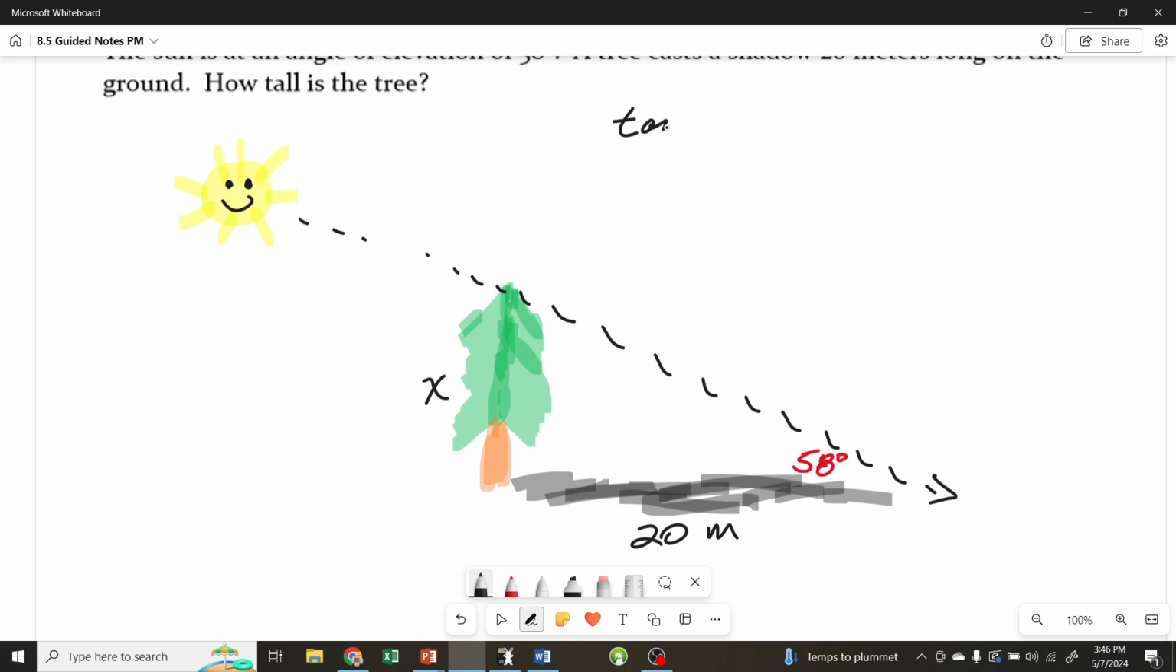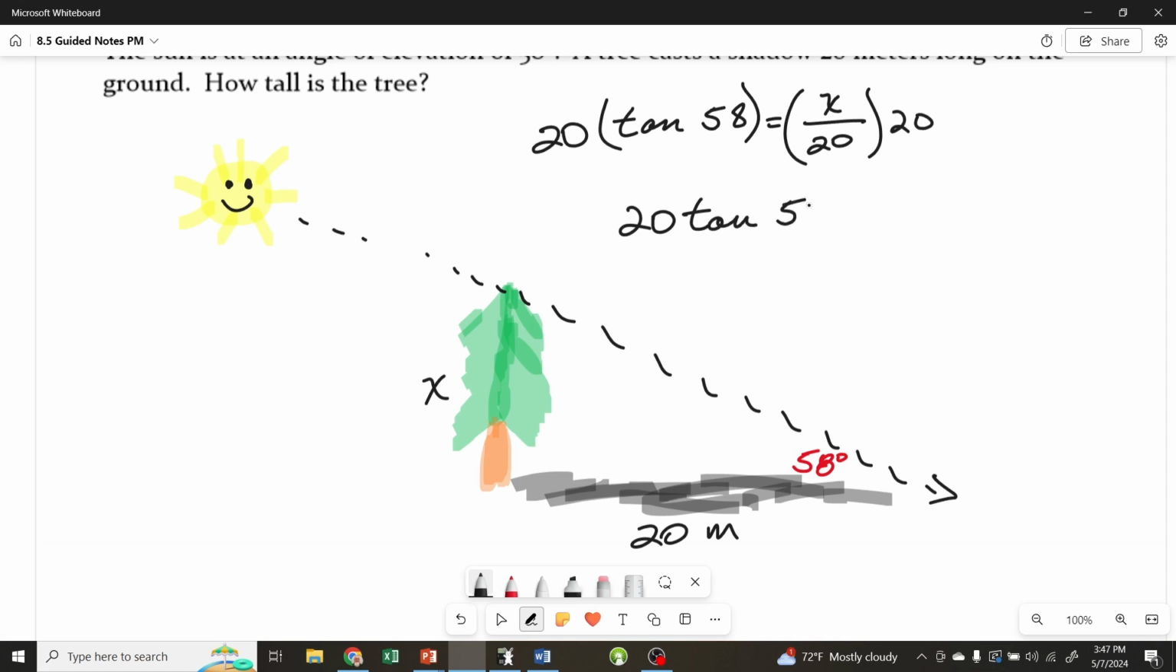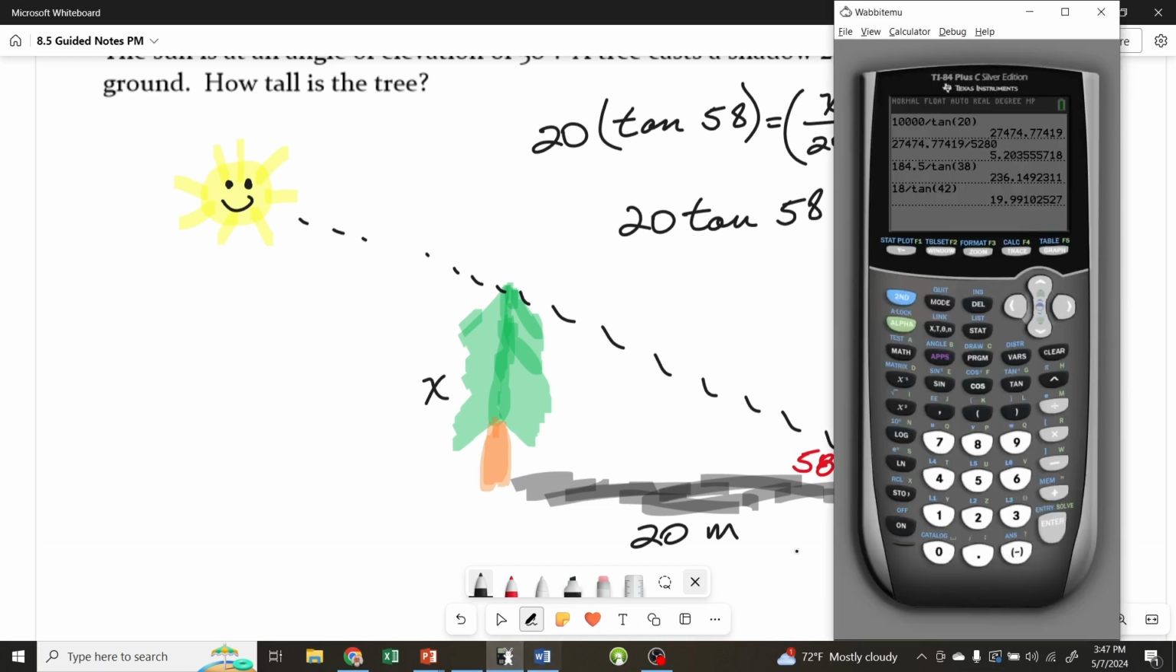So again, we're going to use tangent. I think you might notice a pattern. We use tangent mostly with angles of elevation and angles of depression. So tangent of 58 equals the opposite, which is x over 20. So this one we don't have to do any switching. We just have to multiply each side by 20. So 20 times the tangent of 58 is equal to x. So now we can just plug that in. 20 tangent 58. And I've got 32 meters.